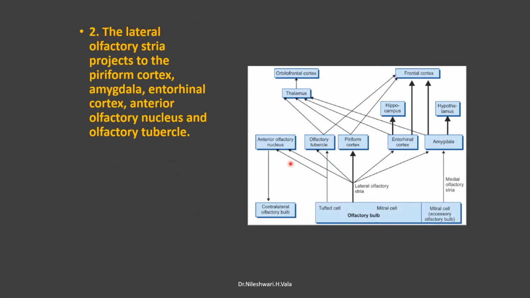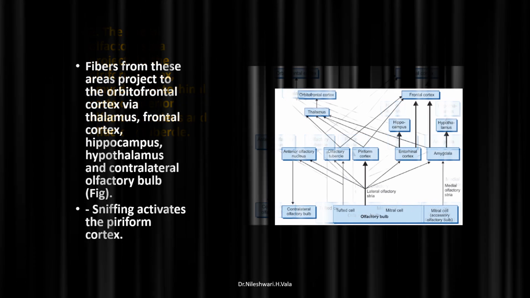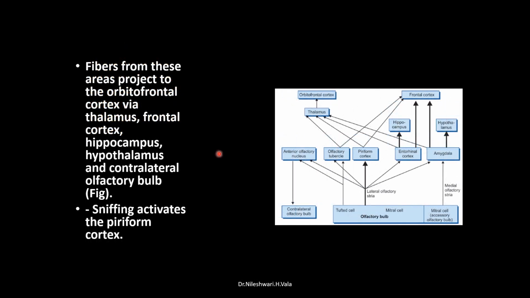Now the lateral olfactory stria projects to the pyriform cortex, amygdala, entorhinal cortex, olfactory tubercle and anterior olfactory nucleus. Fibers from all these areas project to the orbitofrontal cortex via the thalamus, then to the frontal cortex, then hippocampus and hypothalamus, and also to the contralateral olfactory bulb.